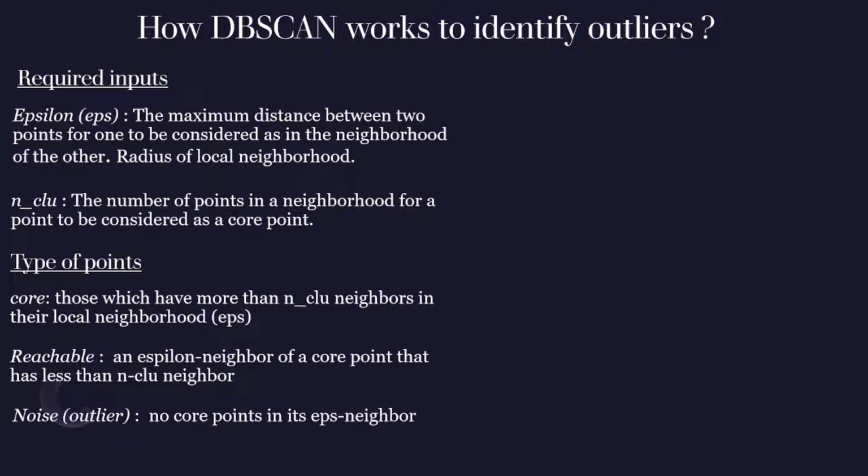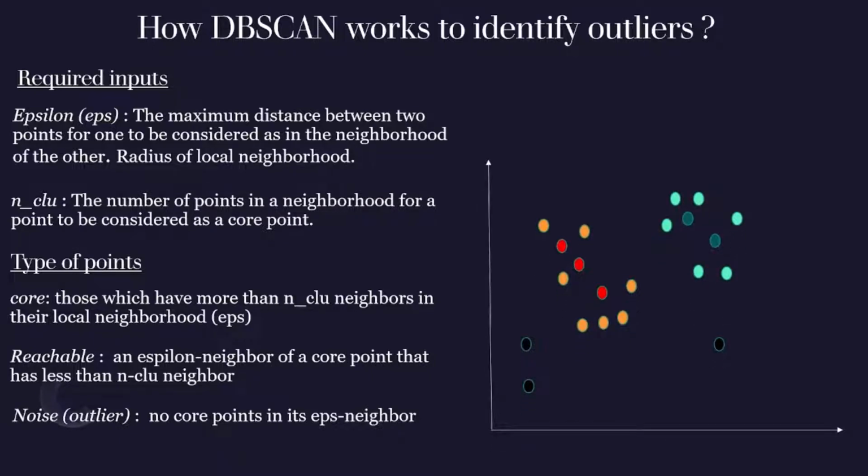So let's see this with a graph to explain this concept. Let's say we have a two-dimensional data set, and we set our parameter epsilon equal to 3, and we set the n clue equal to 5. You can see here in this chart, the red ones are what we call the core points, the lighter ones are the reachable, and the black ones are the noise.